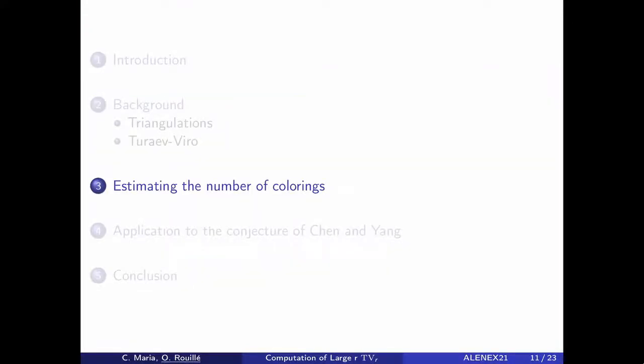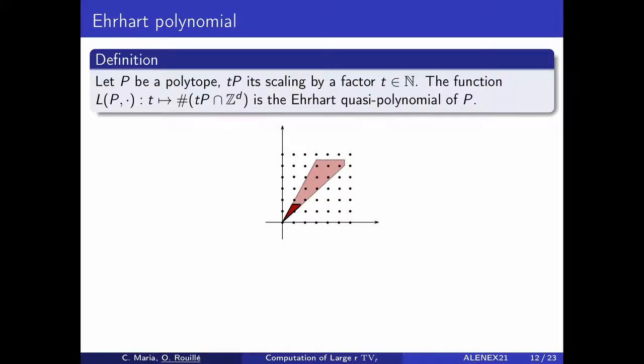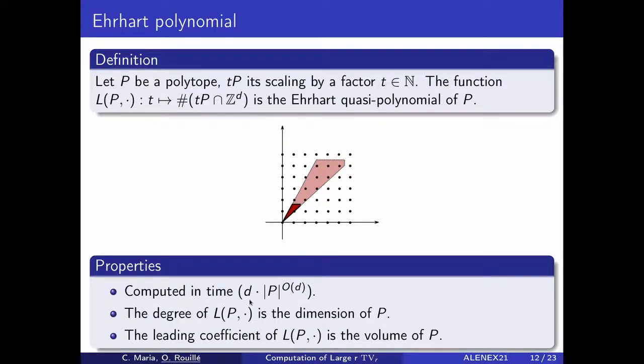Our first contribution is about estimating the number of colorings given a triangulation and the value for r. This estimation is based on the Ehrhart polynomial. If we take a polytope, here in red, and scale it by a factor t, the function counting the number of integer points inside this scaled polytope is called the Ehrhart quasi-polynomial of the red polytope, and it is a function that depends on the polytope and the scaling factor. It's a quasi-polynomial, but we won't go into the details here. It is a bit hard to compute, so we will focus only on its leading term. The degree of the polynomial is just the dimension of the polytope, and the leading coefficient is the volume of the polytope.